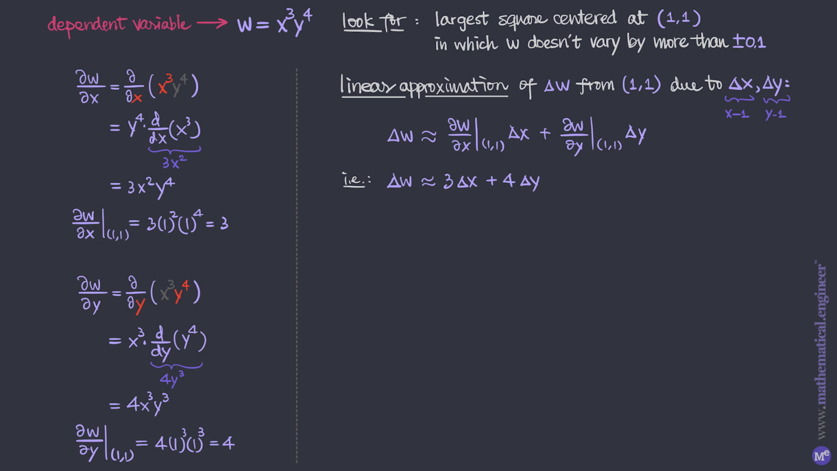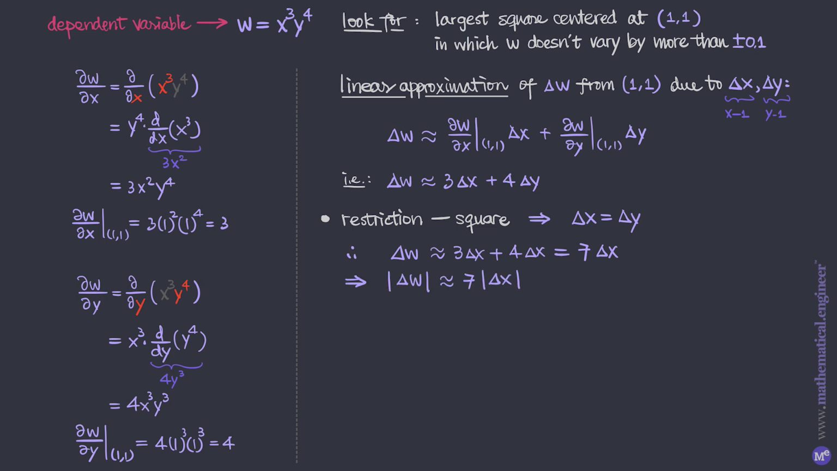Alright, so far, we haven't imposed the constraint that we confine the movement to a square. That implies delta x must be identical to delta y. So then delta w becomes approximately 7 times of delta x, or delta y if you like. That means the absolute value of the change in w is approximately 7 times the absolute value of the change in x. So we have just related the change in w to the change in x.